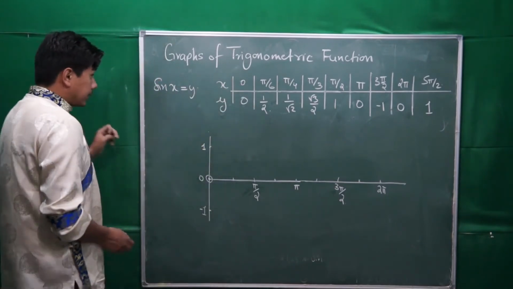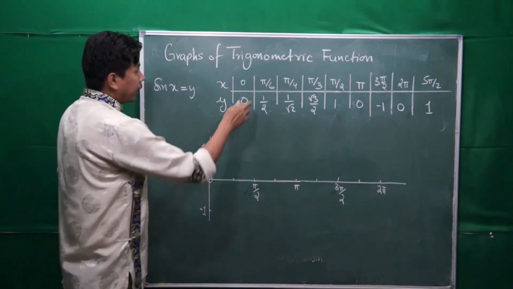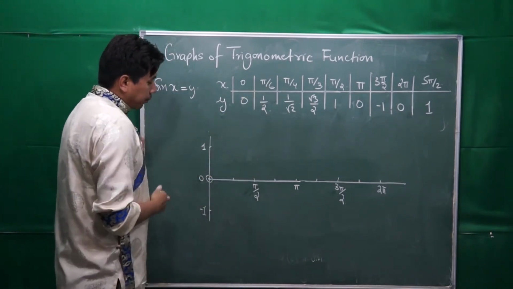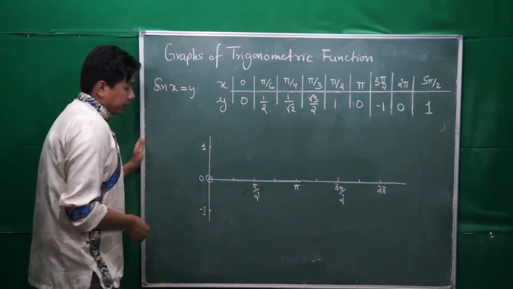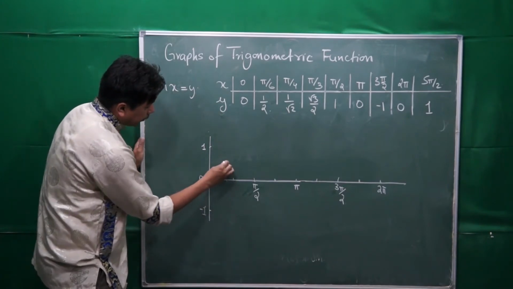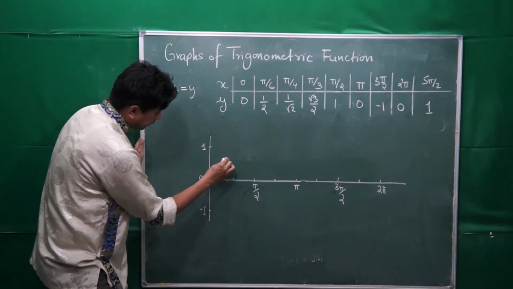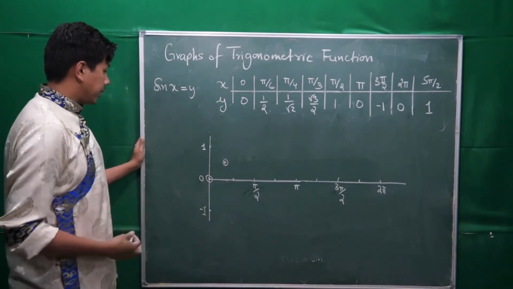Now for the first abscissa and ordinate, we have 0, 0. For the second, we have pi by 6 and 1 by 2. So pi by 6 is 30 degree. So let's assume it is somewhere around here. So the next point would be, let's say, half. This is the next point.